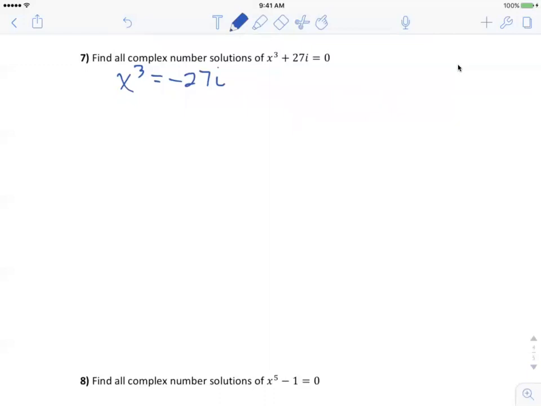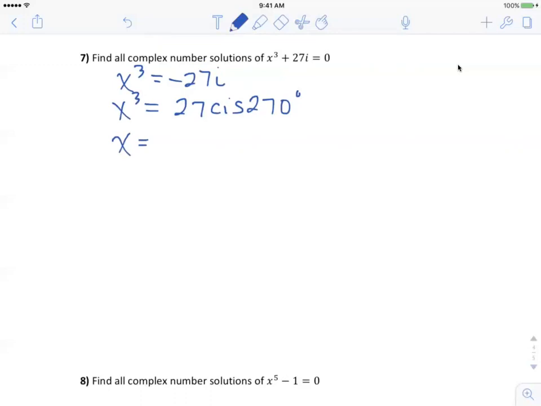Okay, and then write that in trig form. So what does negative 27i in trig form look like? Negative 27i is on the imaginary axis in the negative direction. So my r is positive 27, and my angle is 270 degrees. Okay, and then this is x cubed equals that. So then x is going to be the cube roots of that value.